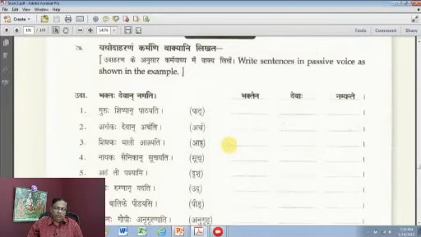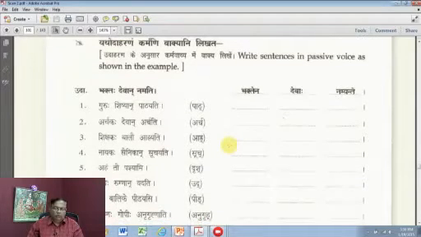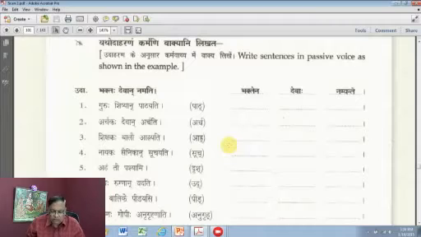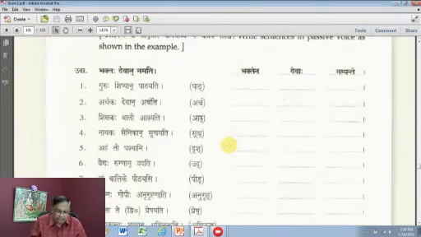3. Shikshakah balau ahvayati. Shikshakena balau ahuyete. Ahuyete, because balau is dvivachana. Ahuyate, ahuyete, ahuyante. Because of the dvivachana here, Shikshakena balau ahuyete. Two boys are called by the teacher.